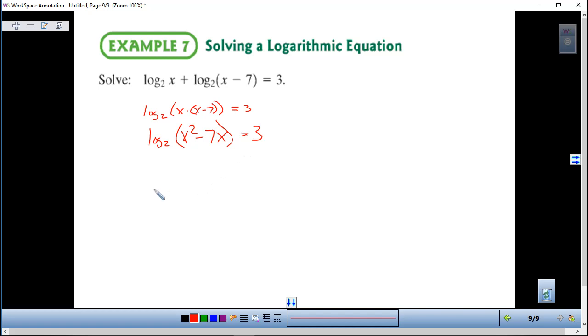Still equaling 3. So now then we do our transformation into the exponential, and we're going to have 2 to the third is equal to x squared minus 7x. So that, of course, is going to be 8. And we can move that to the other side.